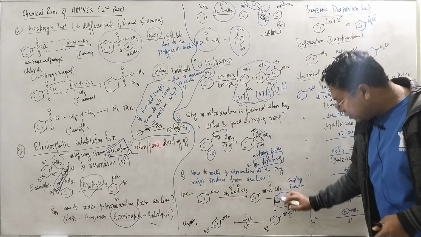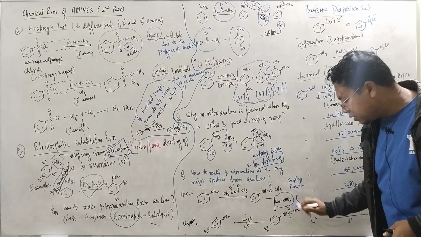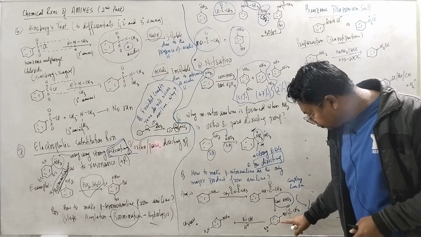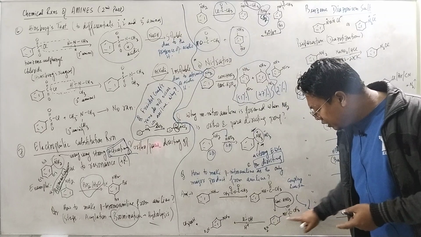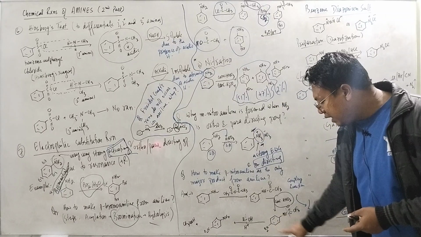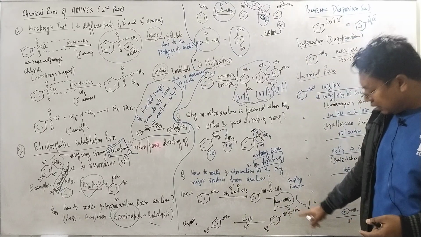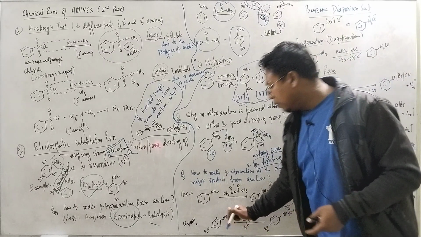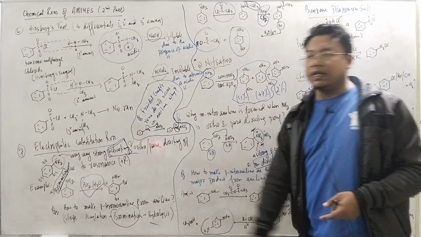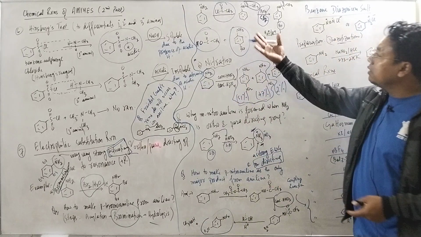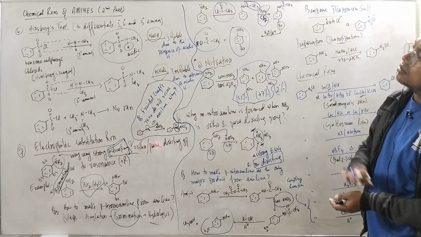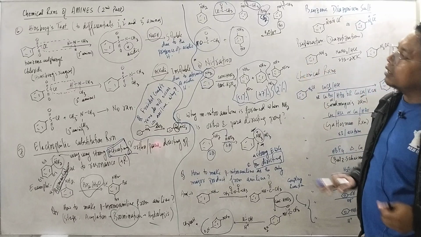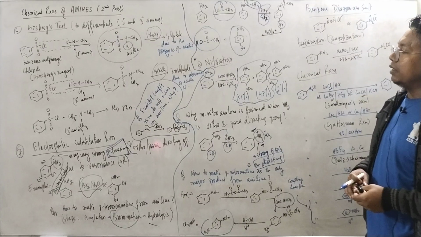The nitration step is done by reacting with concentrated H2SO4, and then NO2 is attached to the para position of N. Then hydrolysis is done to cut out this acyl group to form para-nitroaniline. These are some important chemical reactions of amines.